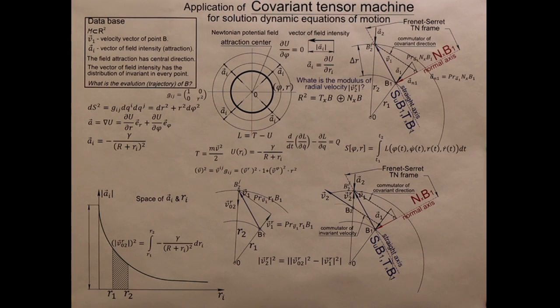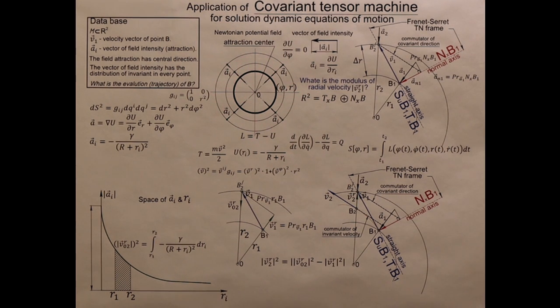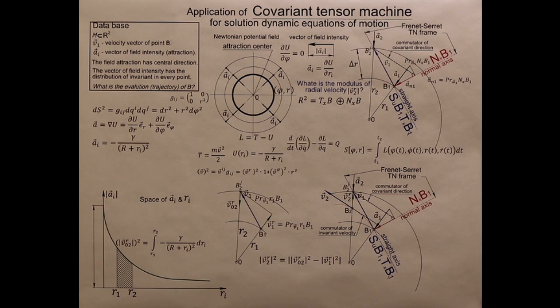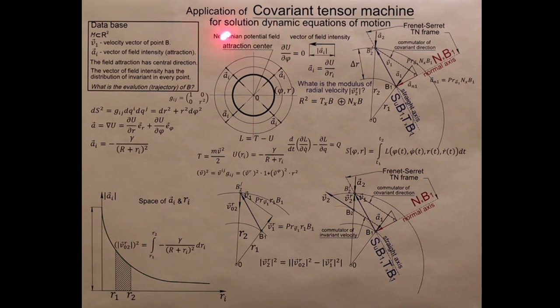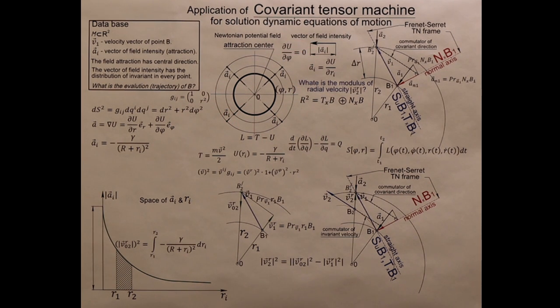Basic data. U is the force function of the attraction field. O is the attraction center. The vector field has a distribution of intensity. It is a Newtonian potential field. Point B has the vector of velocity as shown in the picture.